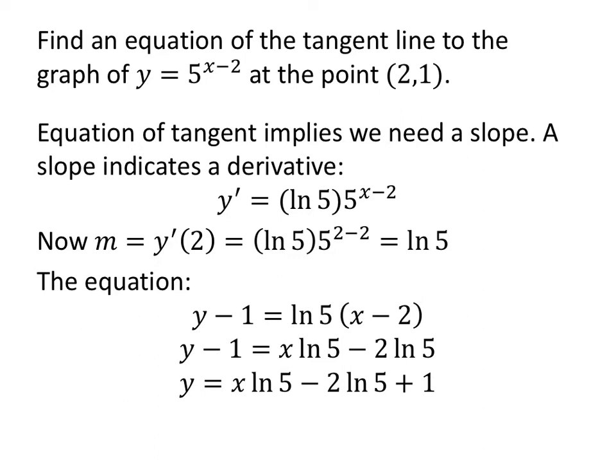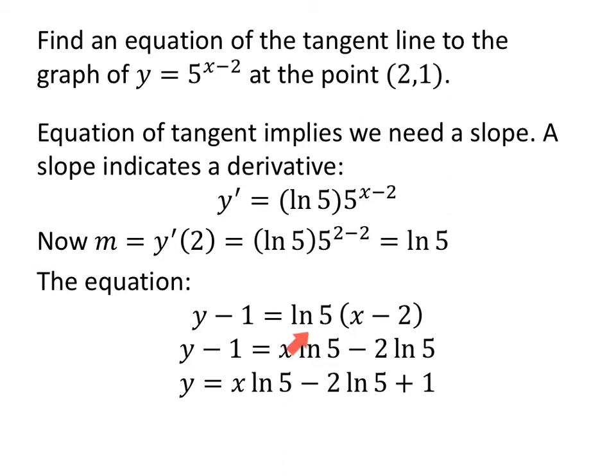If we want to find an equation of the tangent line to the graph of y equals 5 to the x minus 2 at the point (2, 1), we know that we have to find a derivative. An equation of a tangent line indicates that we need a slope. A slope indicates a derivative, so I find the derivative, which is the natural log of 5 times 5 to the x minus 2. Derivative of the exponent is 1, so we've taken care of it. To find the slope, we evaluate our derivative at 2. Notice, put a 2 in for x. 2 minus 2 is 0. 5 to the 0 is 1. The natural log of 5 times 1 is the natural log of 5.